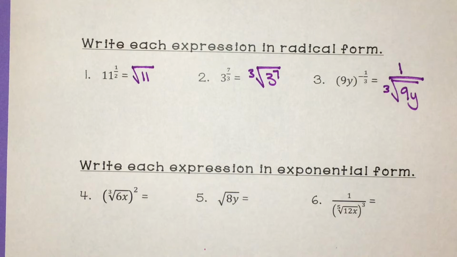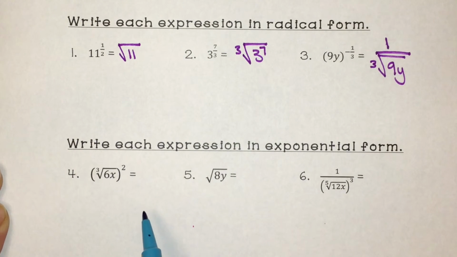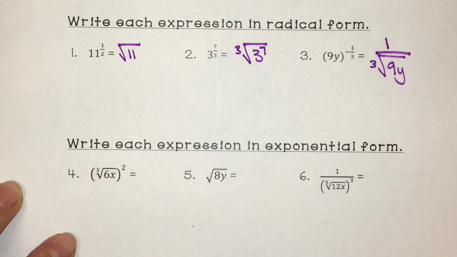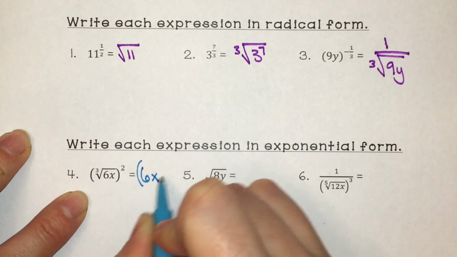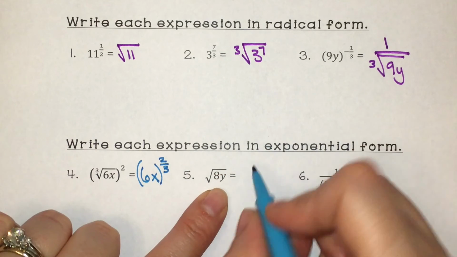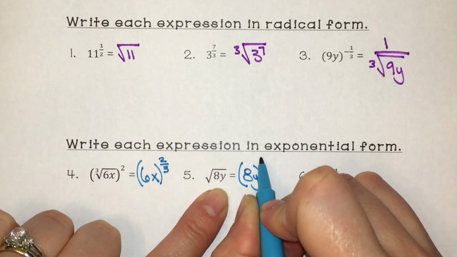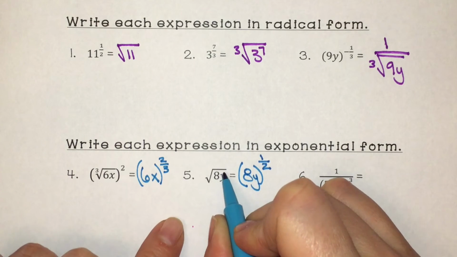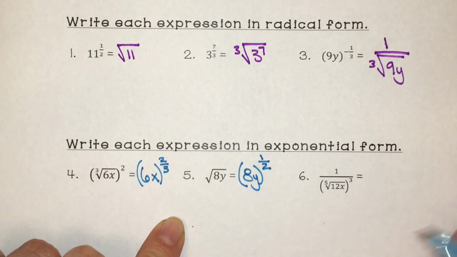All right, now we're going to put the expressions in exponential form. So this one gives me 6x to the power of 2/3. We have 8y, remember, put it in parentheses, to the power of 1/2, because 8y is raised to the power of 1, and it's a square root.